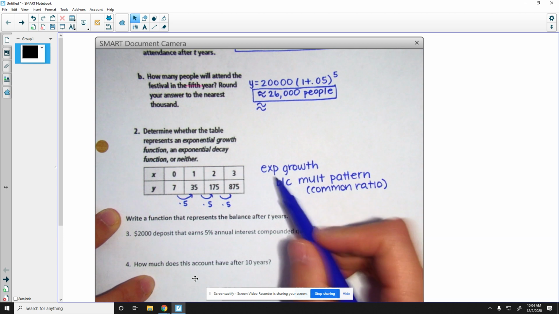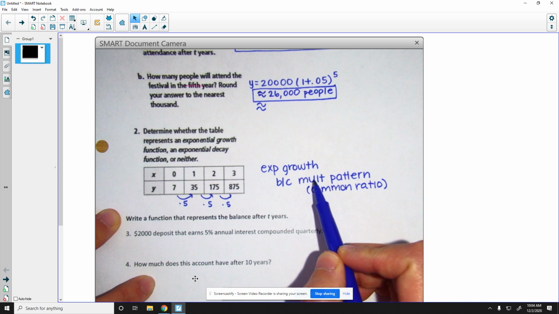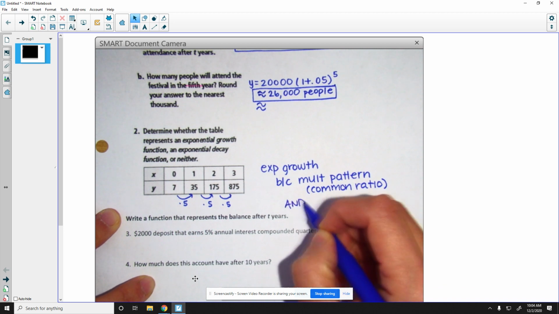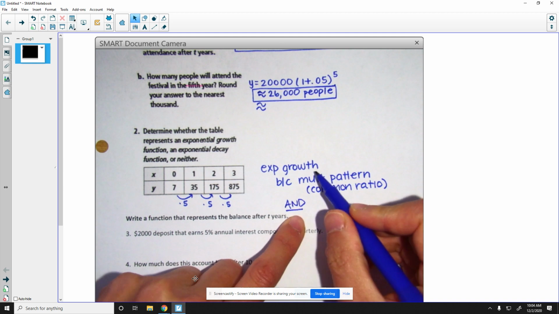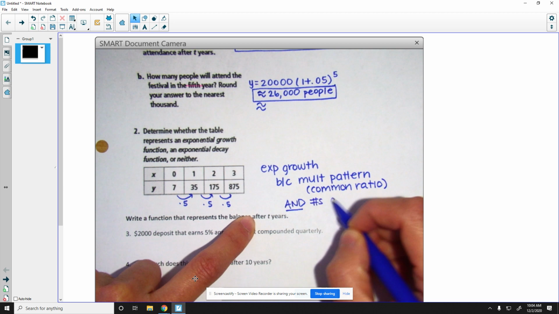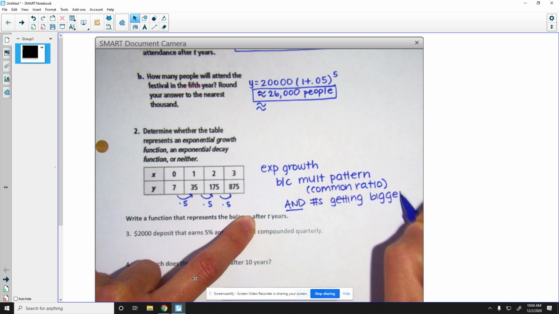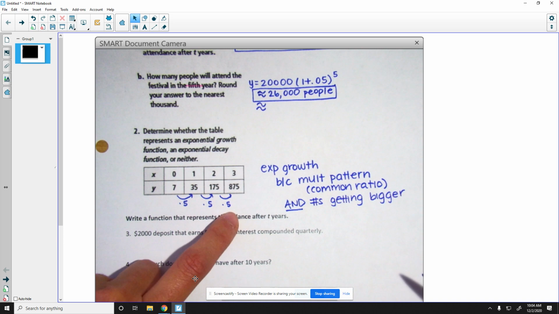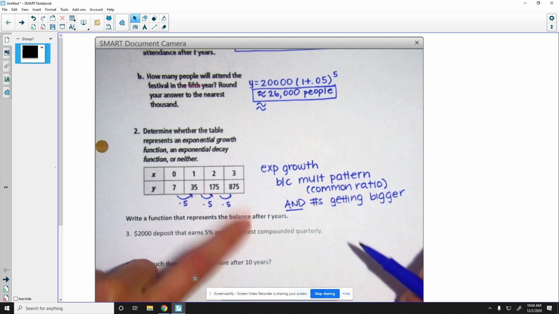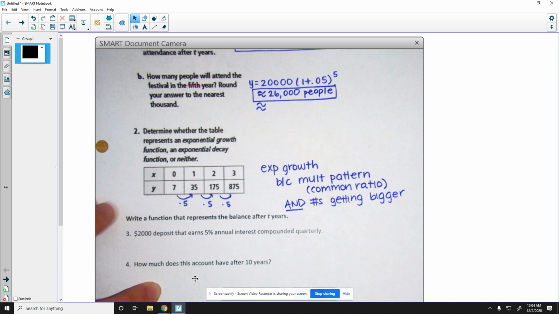But it's not just exponential growth because it's a multiply pattern. It's exponential because it's a multiply pattern. But it's growth, so you also have to write the other reason. And it's growth and not decay, because look, your numbers are getting bigger. If your numbers were getting smaller, it would be decay, right? But since your numbers are going from 7 to 35 to 175 to 800, then it's getting bigger. So it would be growth and not decay. So you have to have both answers, okay?